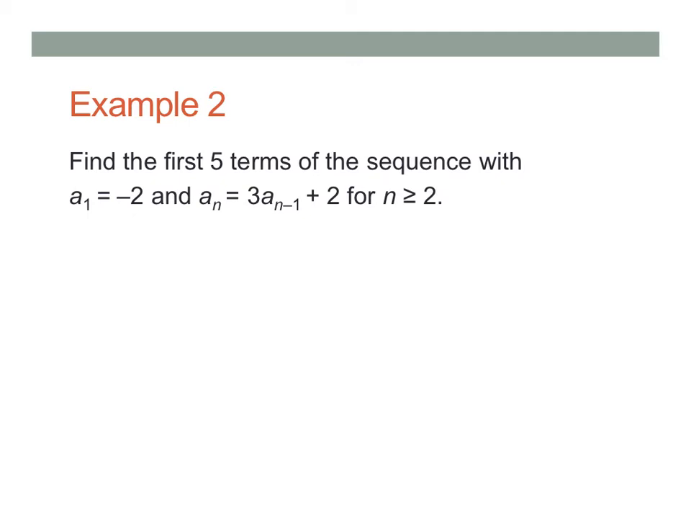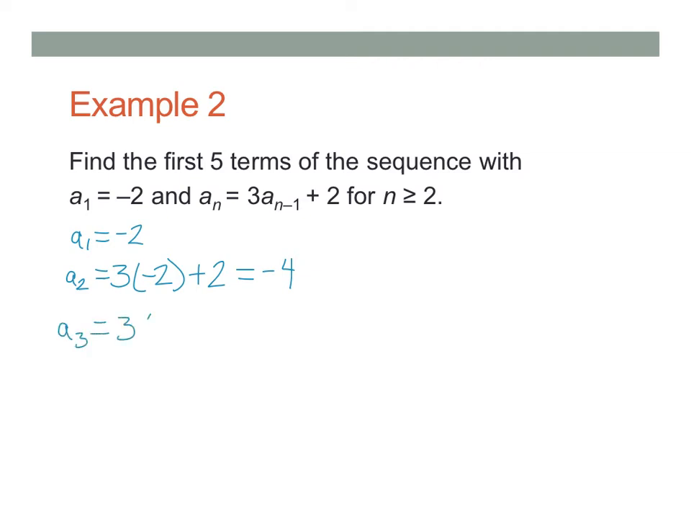Example 2. Find the first 5 terms of the sequence with a sub 1 equals negative 2 and a sub n equals 3 times a sub n minus 1 plus 2, for n is greater than or equal to 2. So we know the first term is negative 2. To find the second term, we do 3 times the previous term, which was negative 2, and then add 2 to it. 3 times negative 2 is negative 6. Add 2 gets us negative 4.